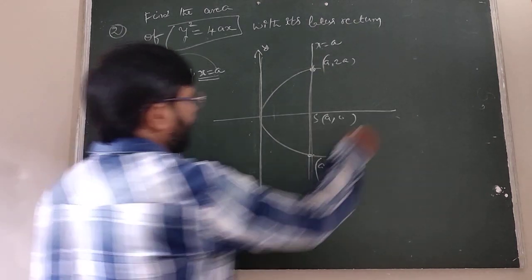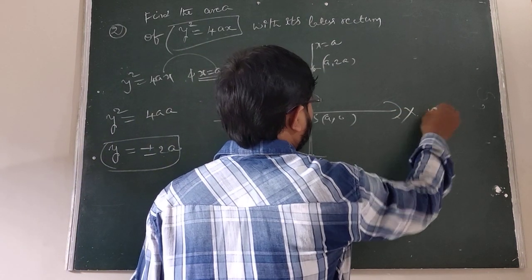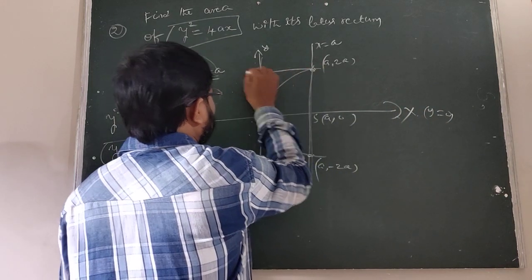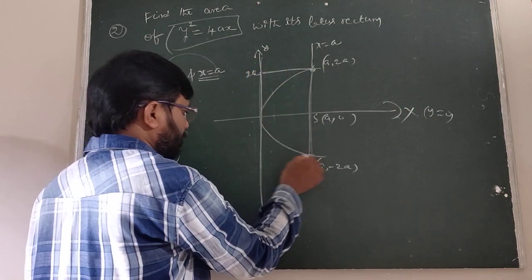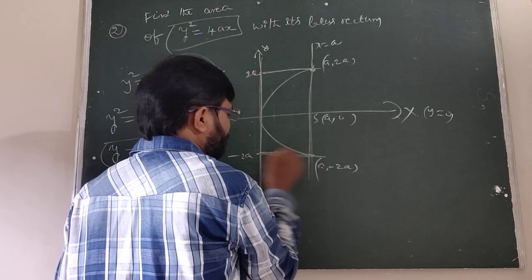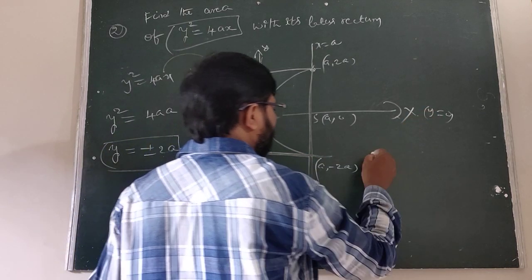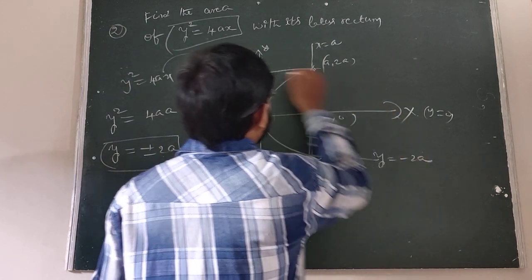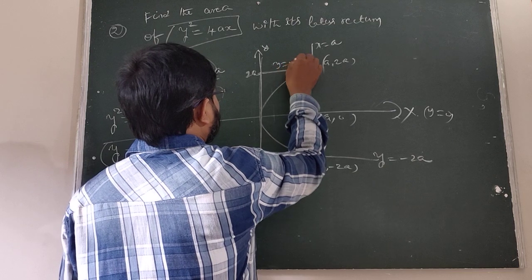Then this is the x-axis, y equal to 0. These are the lines parallel to the x-axis, this is 2a and this is minus 2a. Is it clear? That means this is the line y equals minus 2a, and this is the line y equals plus 2a.